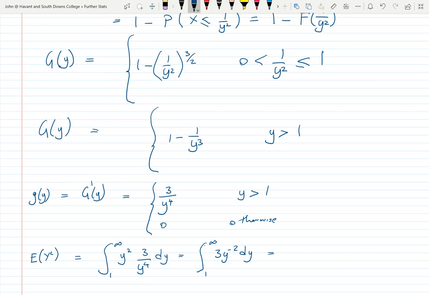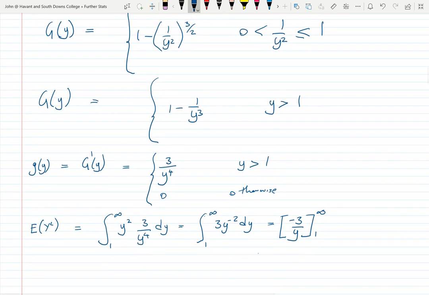I'm not going to do the work with the limits that you should do in pure maths here, because I want to get on to the next bit, and I'm sure in the stats paper they're not going to worry about it. It only asks to find it. So we add 1 to the power and divide by that number, so it's -3 over y between infinity and 1. So that's going to be equal to 0 take away -3 over 1, which is equal to 3.